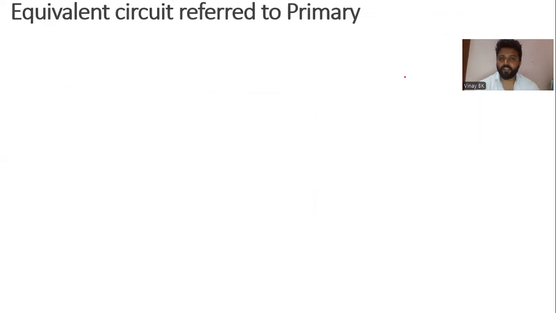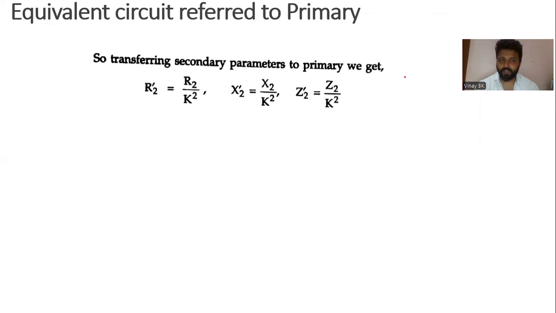The first case is the circuit referred to the primary winding. If it has to be referred to the primary winding, it means all the secondary parameters, that is R2, X2, Z2, you should write in terms of the primary. That is R2 dash, X2 dash, Z2 dash, which is nothing but referred to primary. You can see R2 dash is given by R2 divided by K square. K is the transformation ratio. You know that K is N2 by N1.